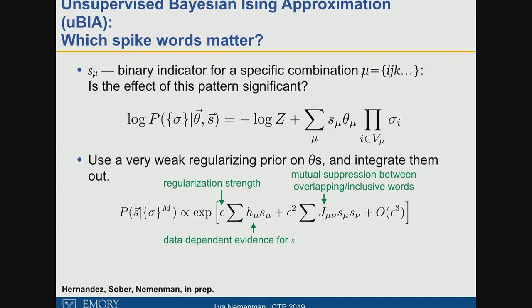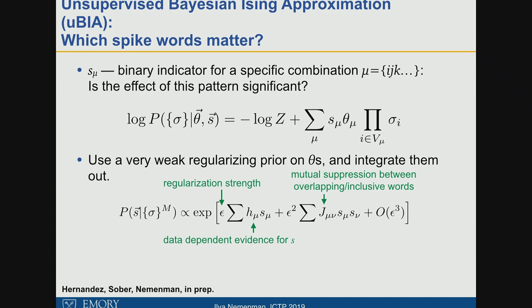And we have a code for this, which you can read. And we can, of course, calculate the values of these H's and J's. And they make sense, right? The H's are basically how over- or underrepresented a particular pattern is in a given subject compared to a null model. And J's are actually kind of interesting. They tell us how patterns compete with each other.